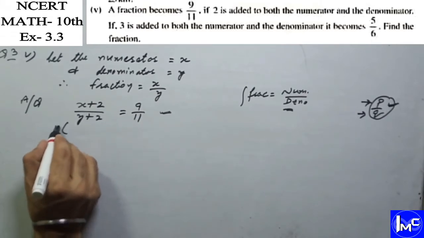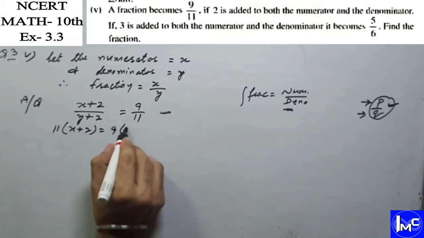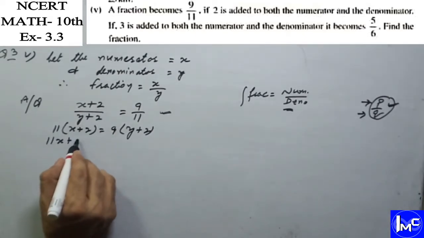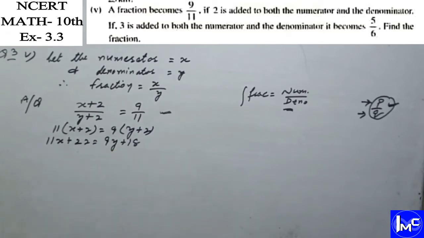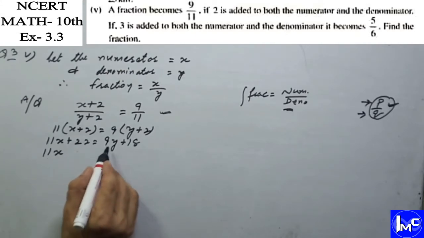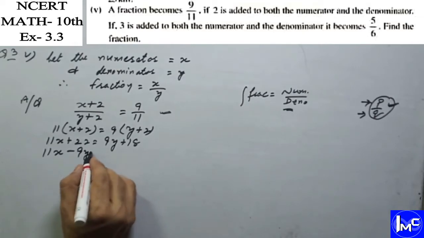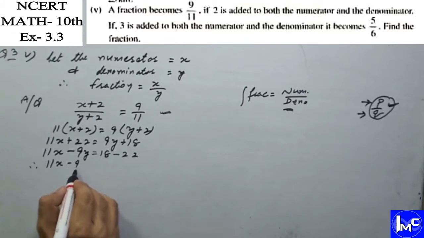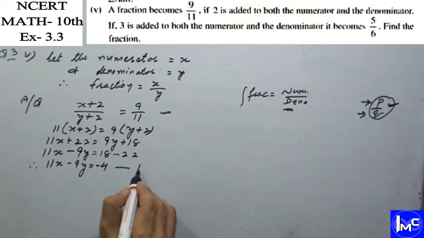So 11 will be multiplied with x plus 2 and 9 will be multiplied with y plus 2. And again by simplifying, 11x plus 11 2s are 22, and this is 9y plus 9 2s are 18, so 11x minus 9y, 9y will be shifted to the left side, and this will be 18 minus 22, and ultimately we will get 11x minus 9y is equal to minus 4. This is our first equation.